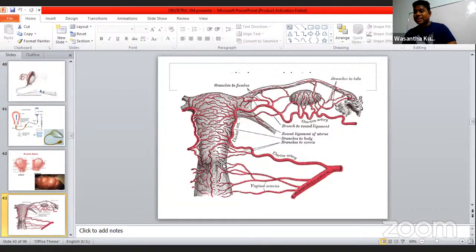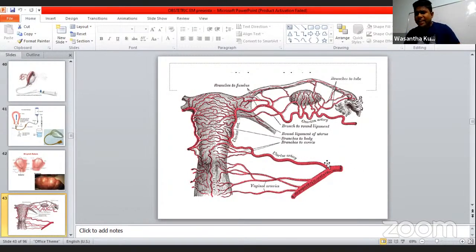If you ligate the external iliac, what will happen? Again, your face will be on the Facebook, YouTube, Sirasa TV, News First, everywhere. Because if you ligate the external iliac, the limb will be ischemic and you will have to amputate the limb. So you have to identify the internal iliac artery and ligate it.